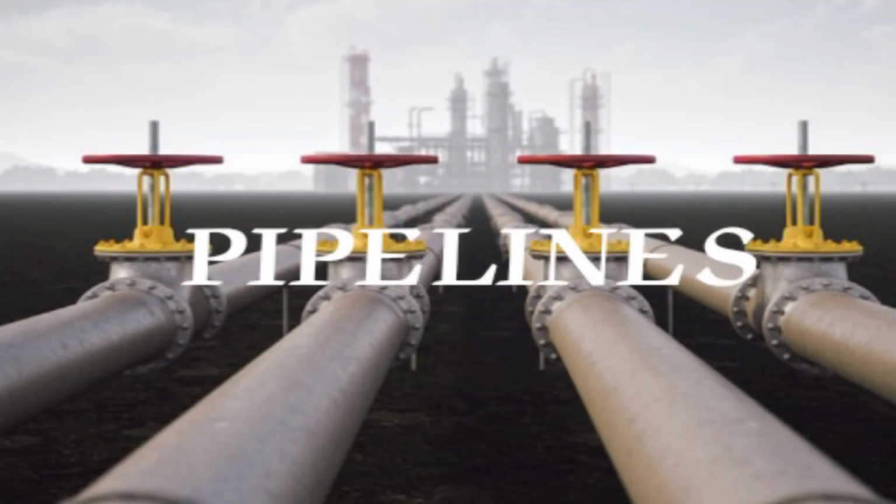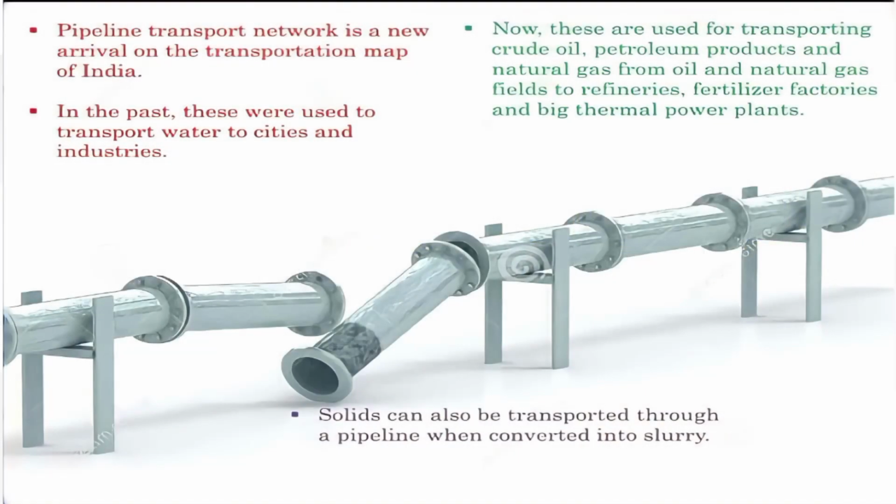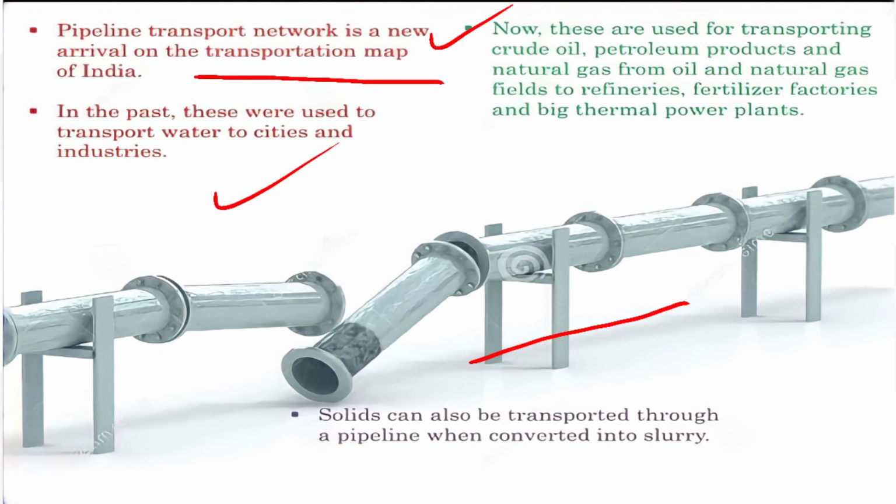Now, we need to start from the pipelines. Pipelines is a new entry to the transport network, a new arrival on the transport map of India. In the past, these were used to transport water, and now the oil, crude oil, petroleum, all these are transferred into slurry. Slurry is semi solid, not solid, not liquid, partly so, in the form of oil.